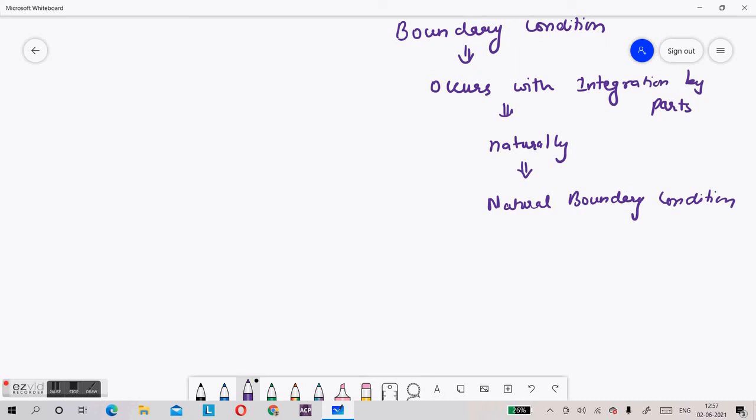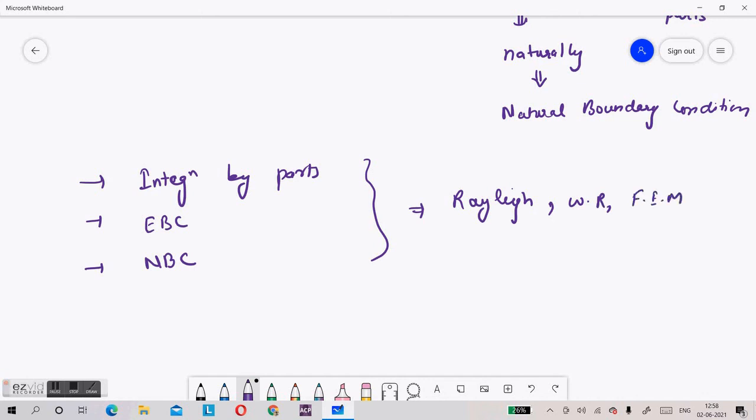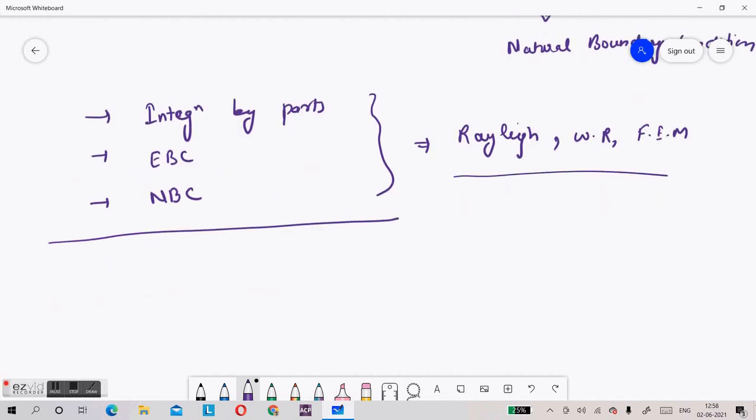So what have we learned today? We have learned integration by parts. We have learned the essential boundary condition. We have learned the natural boundary condition. All these things we will use in the Rayleigh method, the weighted residual method, and in the finite element method. These terms are very important, so for solving these methods, we have to know these terms.